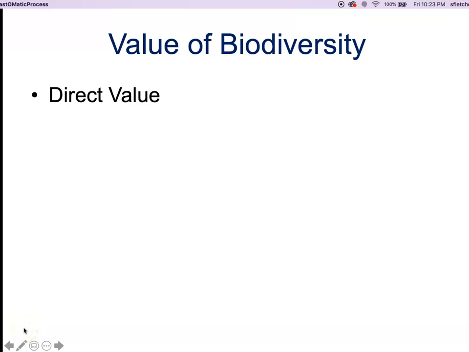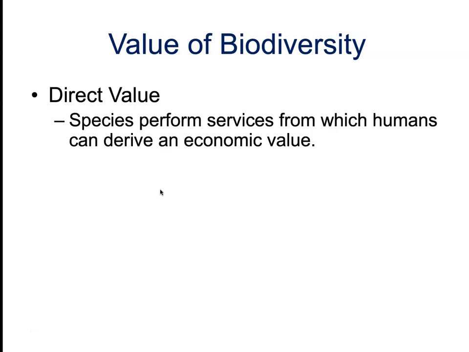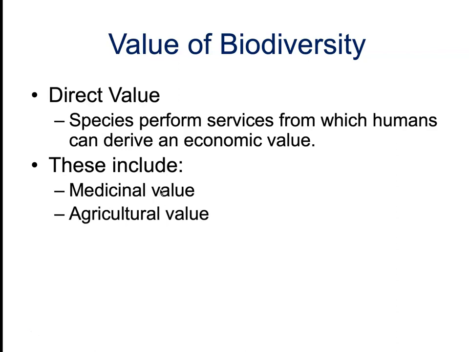All right, the last section that we're going to talk about is the value of biodiversity. We can measure the value of biodiversity in two ways: direct value and indirect value. Indirect value, we're going to see that species perform services from which humans can derive a direct economic value. This is considered to have direct value to humans. These kinds of things include medicinal value, agricultural value, consumptive use value.